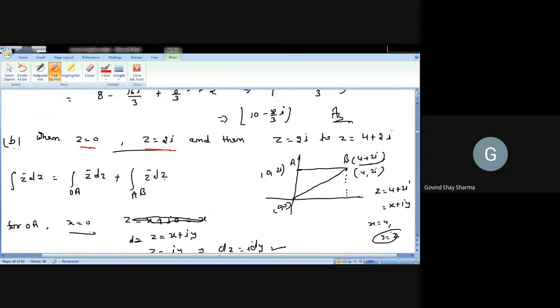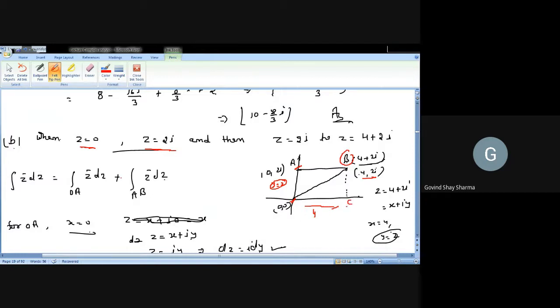So here z is equal to 0, and here z is equal to 2i. So y changes, y is equal to 2. Now here it changed to 4 plus 2i. This is the point B, 4 plus 2i, so 4 and 2 are the coordinates of this point. This will become 4.